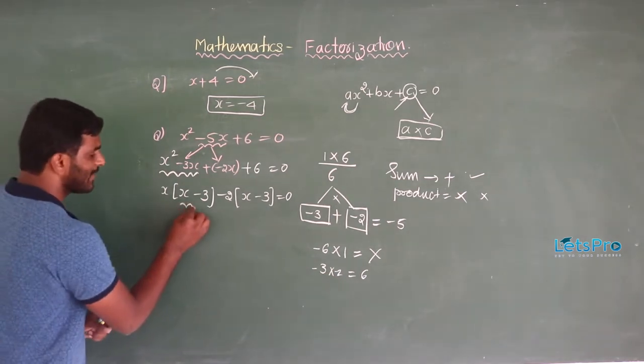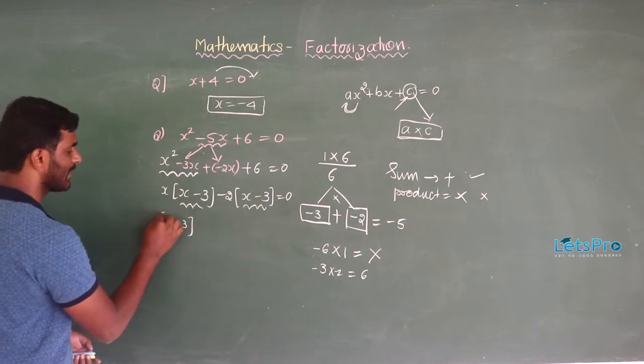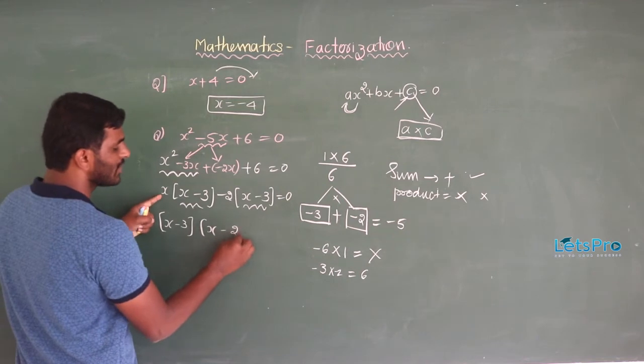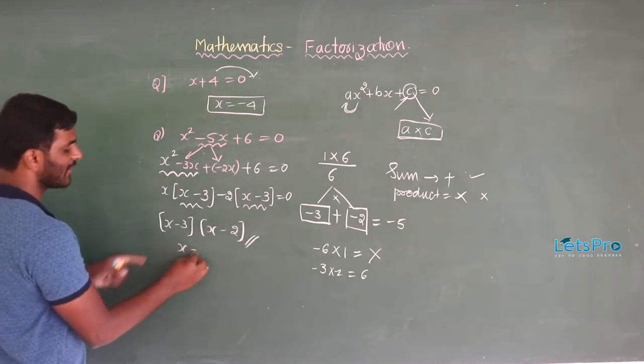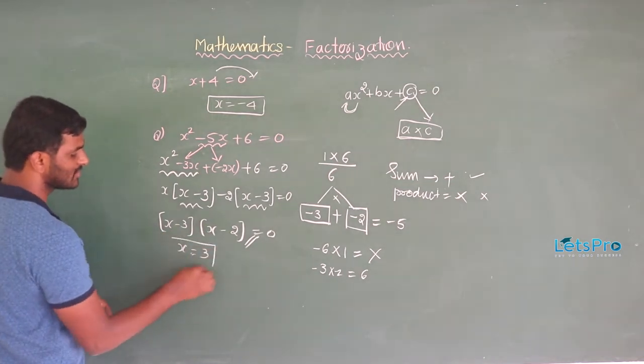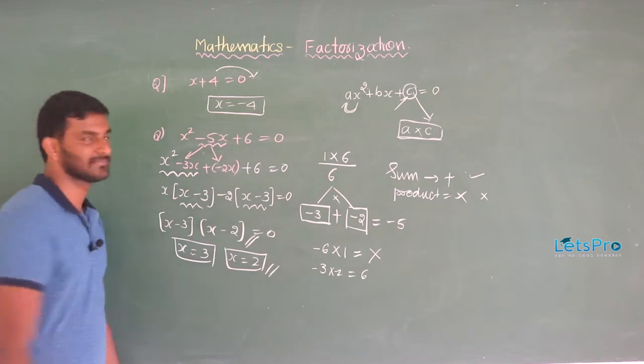Again x minus 3 is common, and the remaining is x minus 2. So x minus 3 and x minus 2 are the two factors. Hence x equal to 0 gives x value 3, taking 3 to the right side, and the other x value is 2. It has very huge steps.